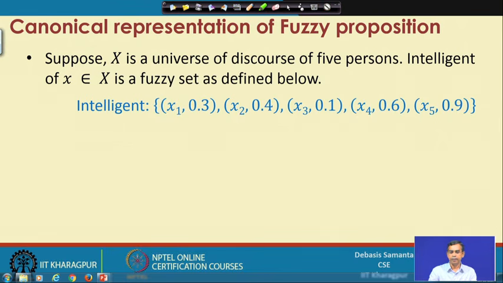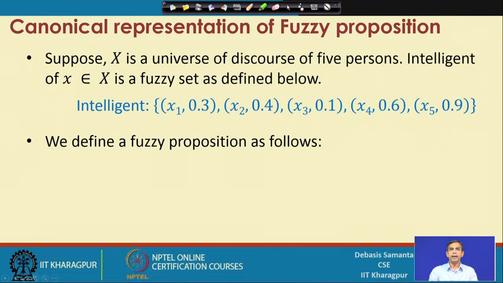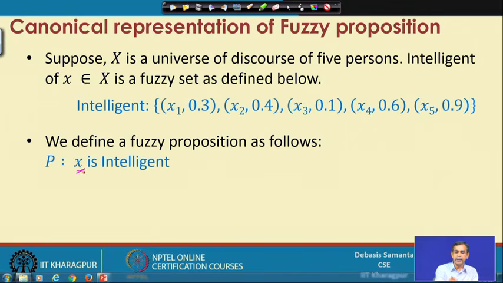Now, having this representation, we can define a fuzzy proposition in terms of these fuzzy sets like this: X is intelligent. Here X can be any one of x1, x2, x3, and so on. Suppose x is x3, then what is the TP? For x1 is intelligent, TP will give you 0.3. So, this is the proposition that x1 is intelligent, and it gives the truth value 0.3.